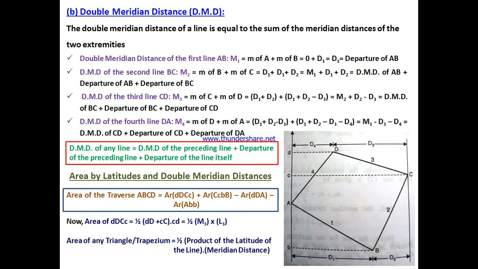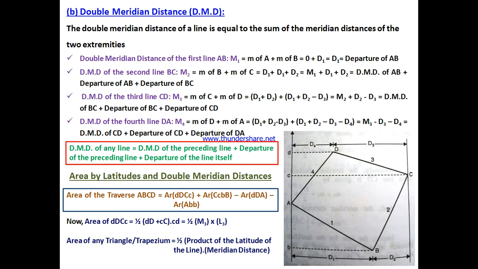The second method is the double meridian distance method. Double meridian means, in the first method we calculated the value of meridian. Now if we double this particular value, we can call it a double meridian. We just need to take twice the value of meridian.